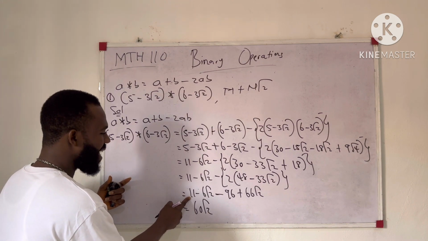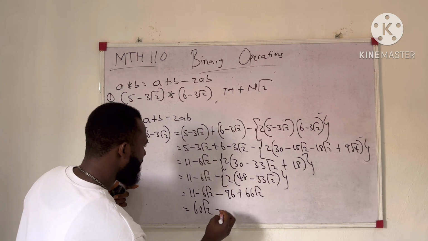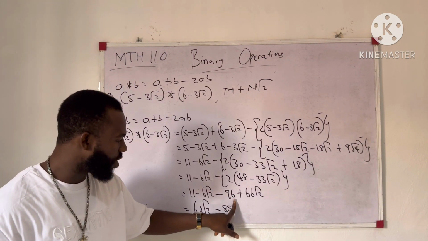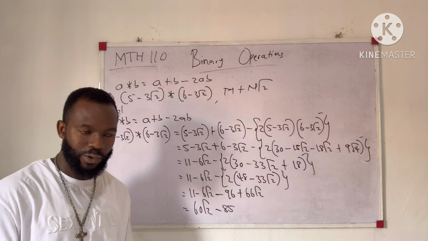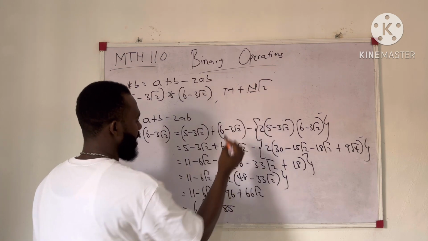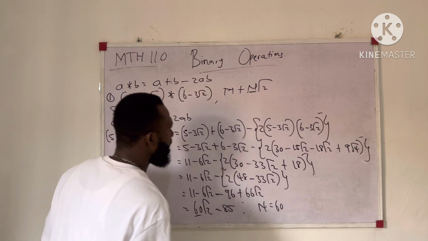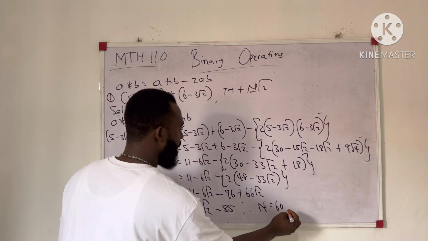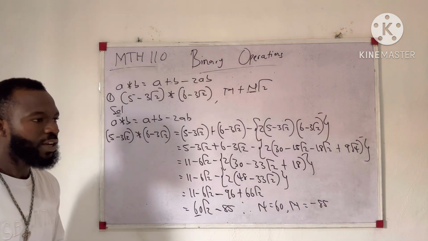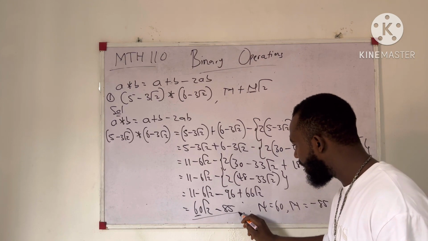Now, here we have 11 minus 96. 11 minus 96 will give us minus 85. Now, why are we having a negative sign here? It's because 96 is bigger than 11. So the answer becomes negative. So from this perspective, our n here is 60. N is 60, all right? And our m here is minus 85. Okay, minus 85. So this is the answer to this question, leaving our answer in short form.